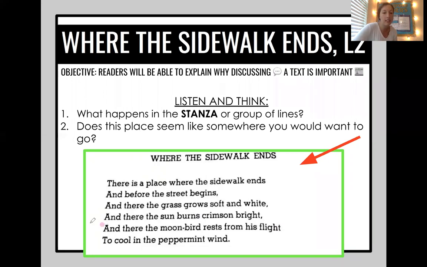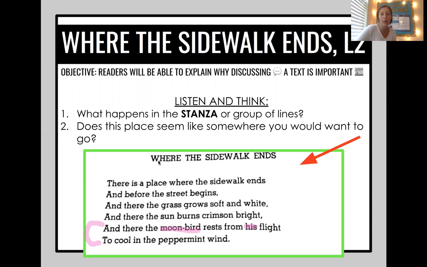Let's take a look at these last 2 lines on the bottom. And there the moonbird rests from his flight. So I highlighted the word moonbird because that's a character in the poem. We know that animals can be characters in stories, and we have that pronoun his. So that also tells me that he's a character in the story because we have a pronoun or a who word.